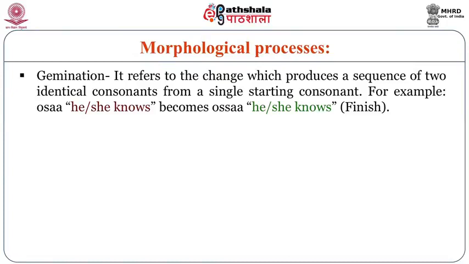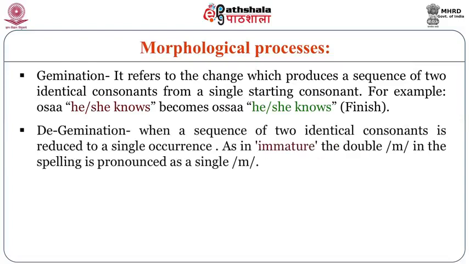For example, you can say "he or she knows" becomes "he-she knows." So that is the assimilation. Then degemination, when a sequence of two identical consonants is reduced to a single occurrence.